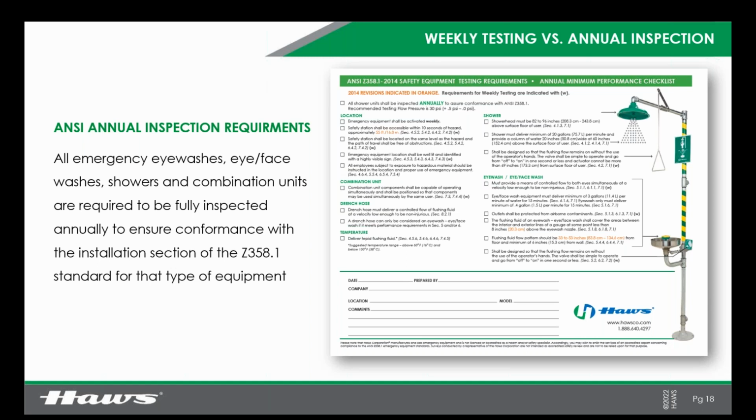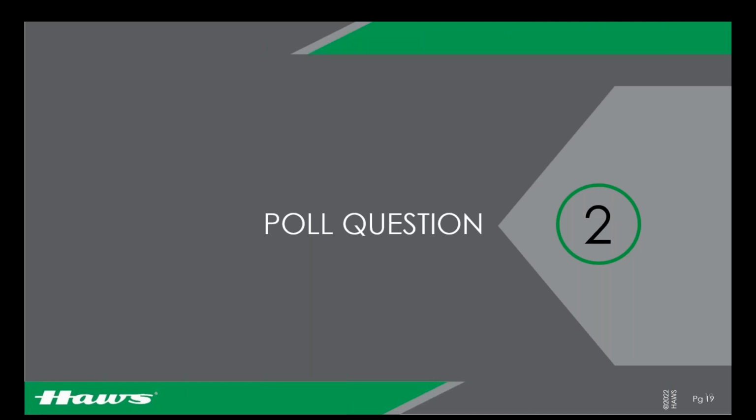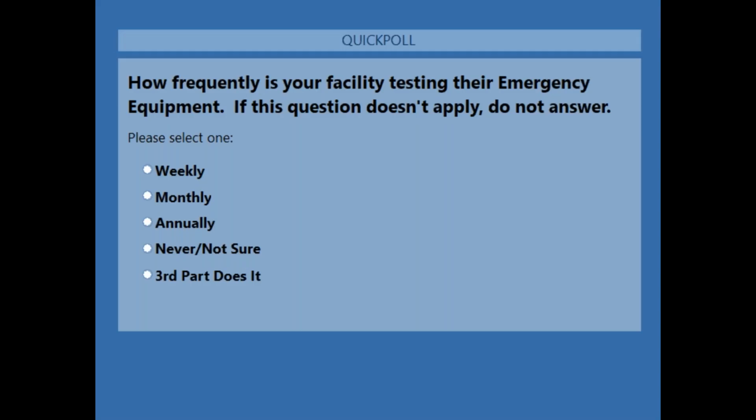But first, we're going to ask our next poll question. Our next poll question is a new one to this webinar if you've attended in the past, and it is, how frequently is your facility testing their emergency equipment? If this question does not apply to you, please do not answer. And the options are weekly, monthly, annually, never, or not sure. And then a third party does it is the final option.